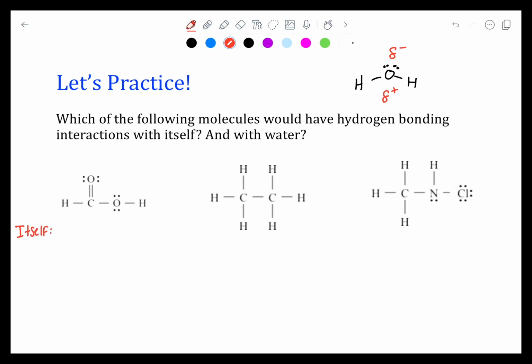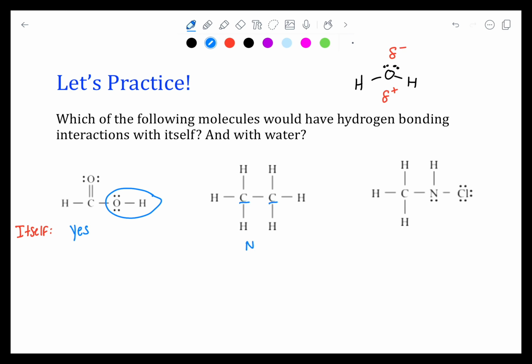Would it have hydrogen bonding with itself? We're looking for if there's a hydrogen bound to an oxygen. So we have an oxygen bound to a hydrogen. Okay, they're bound together. Therefore, yes, it would have hydrogen bonding with itself. If I put two of them next to each other, there would be hydrogen bonding between that portion of the molecule.